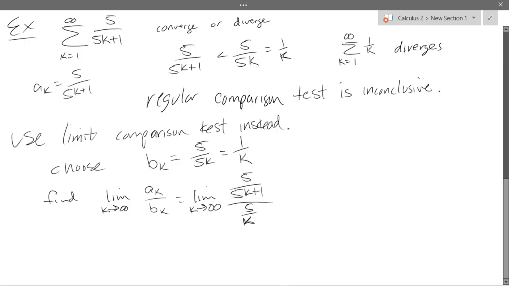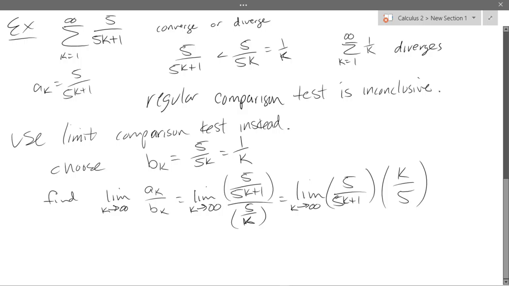So what should you do with multi-story fractions? They're dangerous, so we're going to multiply by their reciprocal. Always get out of multi-story fraction land as fast as you can. So I just realized I had a multi-story fraction. First things first, the limit as k approaches infinity of 5/(5k+1) multiplied by k over 5. So our 5s cancel.